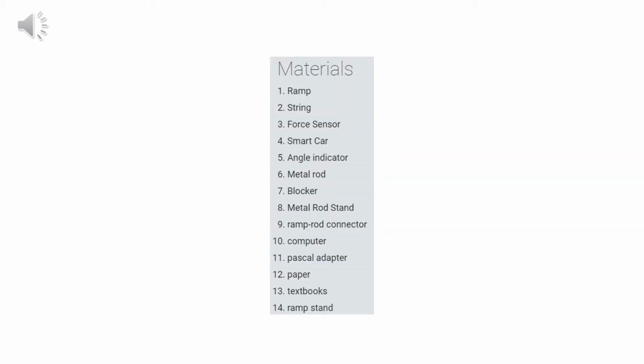The required materials include a ramp, string, force sensor, smart car, angle indicator, metal rod, a blocker, metal rod stand, ramp rod connector, computer, Pascal adapter, paper, textbooks, and the ramp stand.